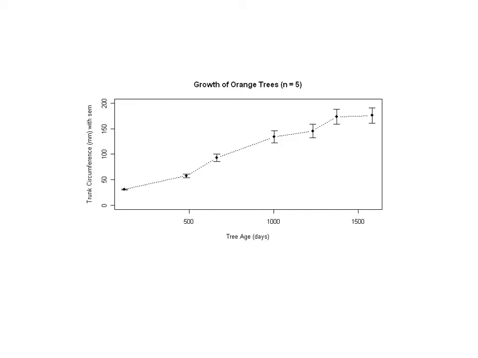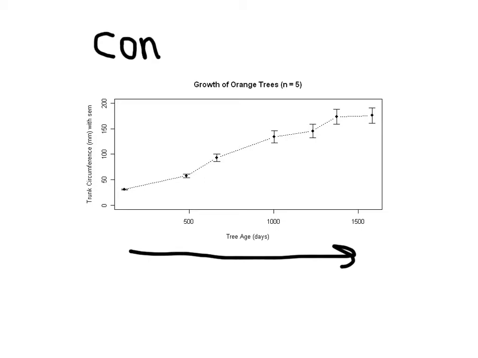Okay, here we have a graph that appears to be continuous. Well, let's see what the graph is talking about. It's talking about the growth of orange trees. And so our horizontal axis is number of days. So this is time. As time goes on, the trunk circumference is being measured for the trees. And we can see that as time progresses, the tree is growing and the circumference of the trunk is increasing. Okay, this is a continuous graph.